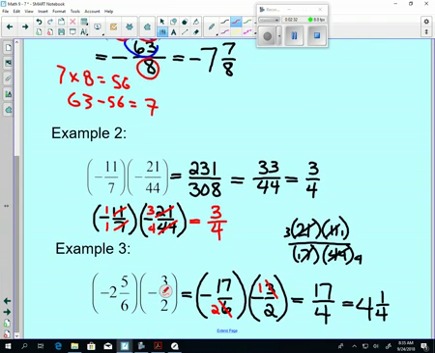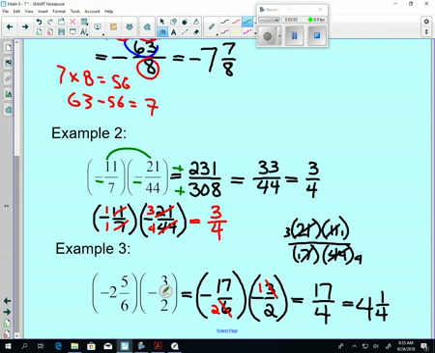Our second example, we have a negative by a negative. So it's negative 11 over 7 multiplied by negative 21 over 44. So let's multiply the numerators, top of the fraction, 11 by 21. And a negative by a negative will give us a positive, 231. And if we multiply 7 by 44, we'll get a product of 308.